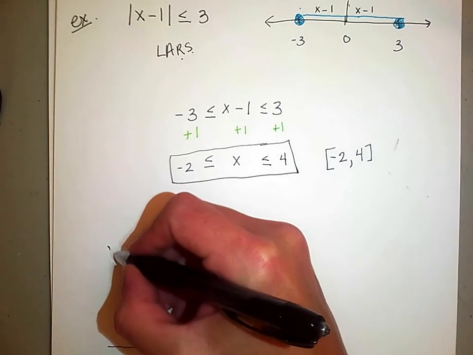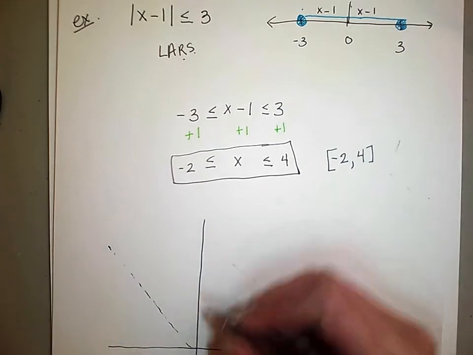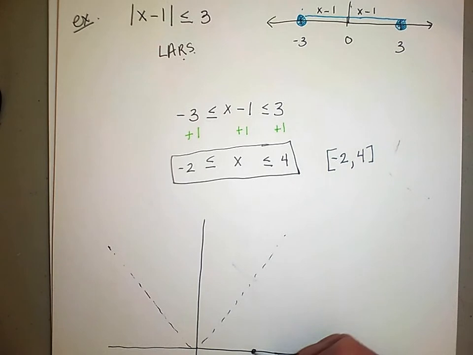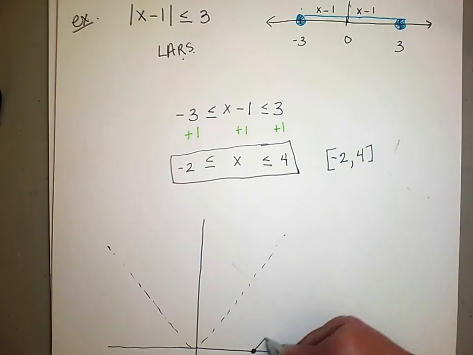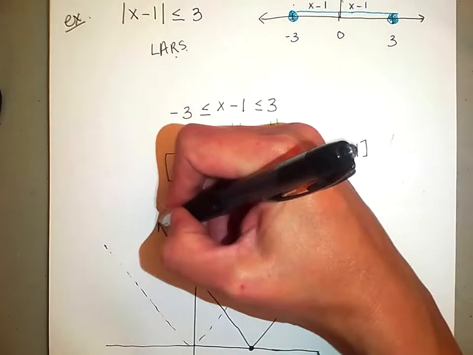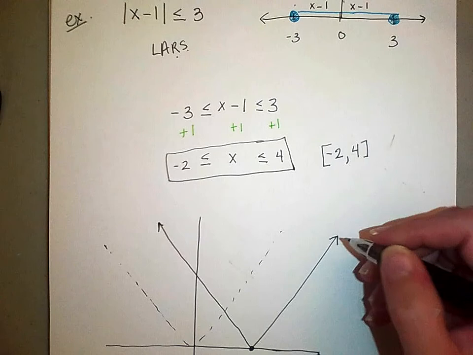Remember, this is the basic graph of the absolute value of x. So let's shift it over 1. So now this is the point (1, 0). So that's this graph.